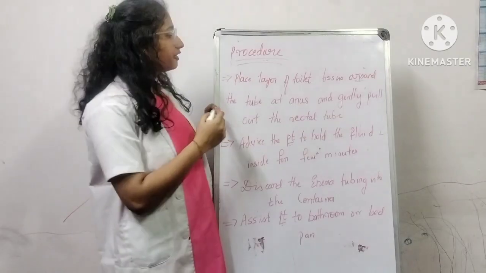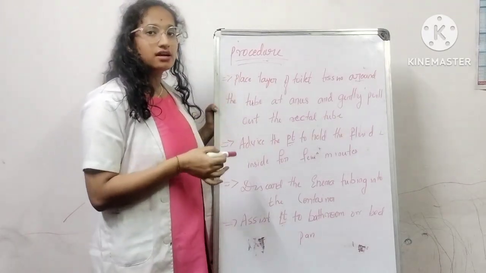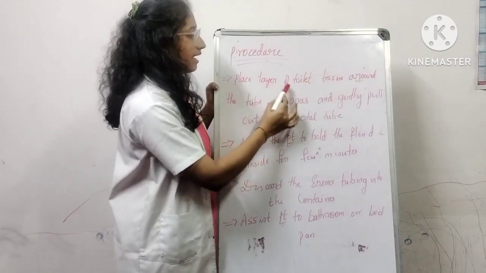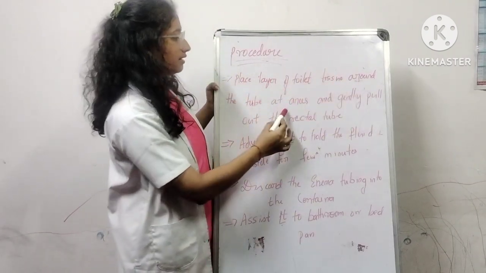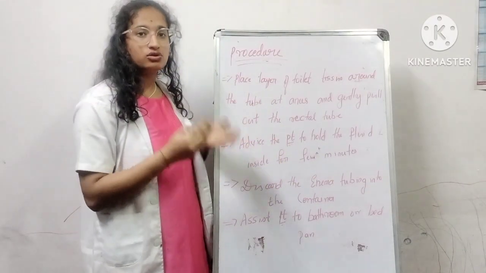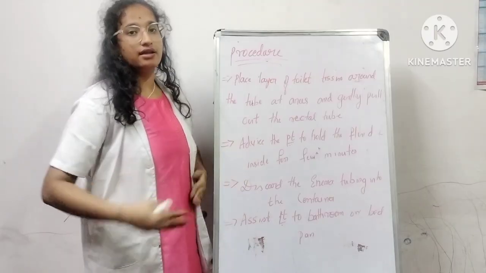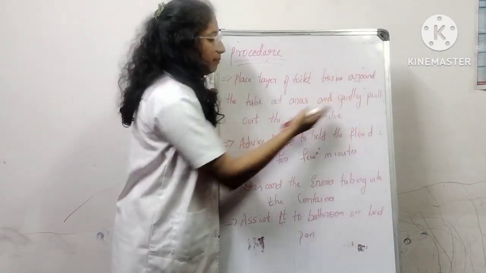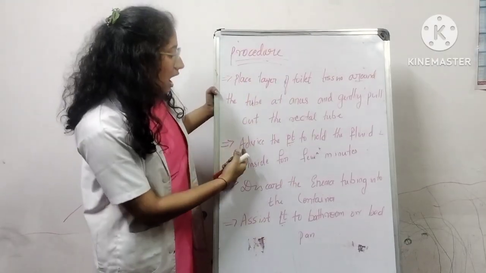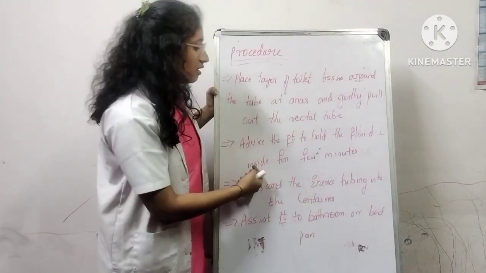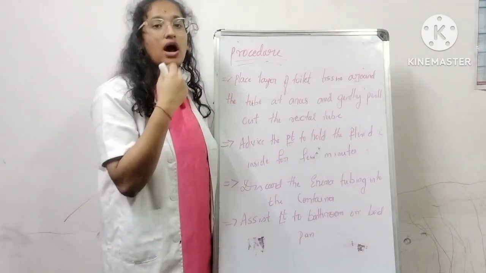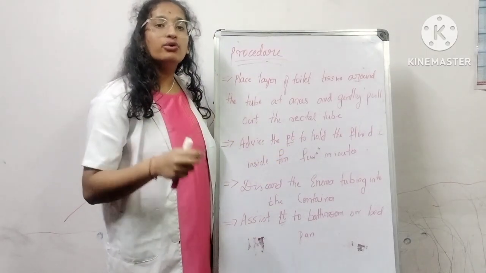After the procedure, we have to place the tissues under the hip. So we have to place a layer of tissues around the tube at the anus and gently pull out the rectal tube. So then we have to remove the rectal tube. Then advise the patient to hold the fluid inside for a few minutes. So we have to advise the patient to hold the fluid for a few minutes.